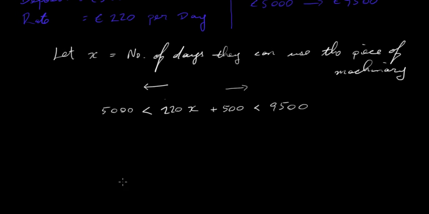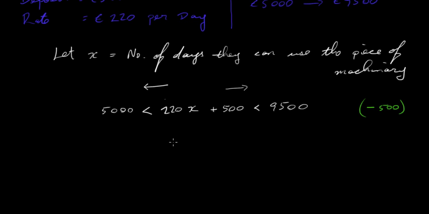So let's do that. First of all, this is a compound inequality. In other words, it has two inequalities here. We're going to get rid of this 500, and then we're going to get rid of this 220. So let's get rid of this plus 500 first. What we're going to do is subtract 500 from here, here, and here.